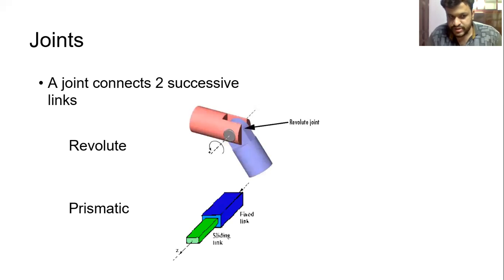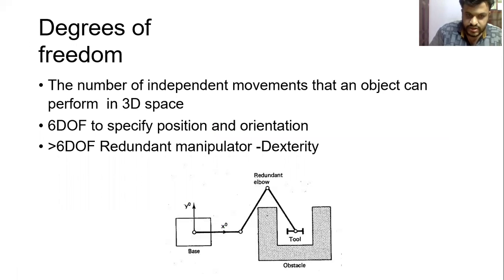Then coming to joints, there are two types of joints you need to learn. One is revolute. Revolute joints rotate about an axis, as you can see here. Then another is prismatic. Prismatic joints move only in a to and fro motion. These are the two types of joints.